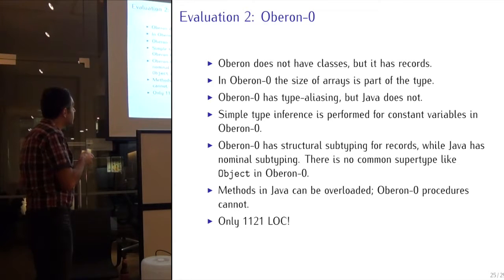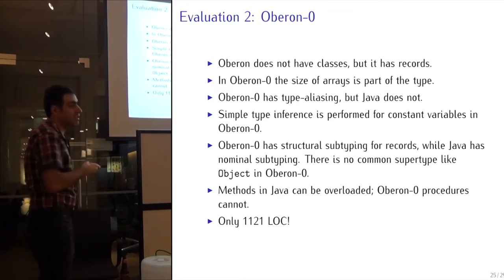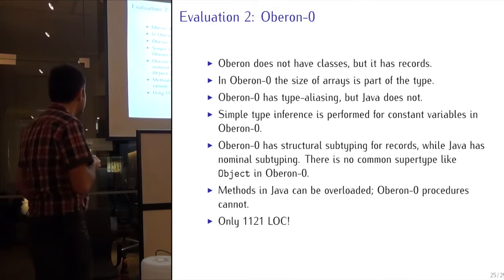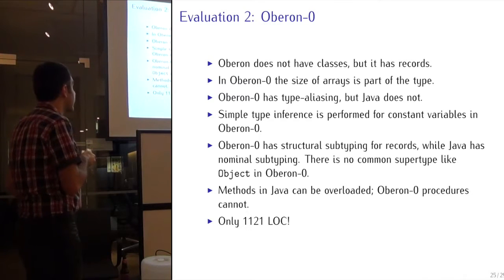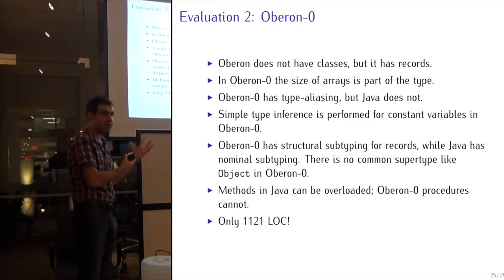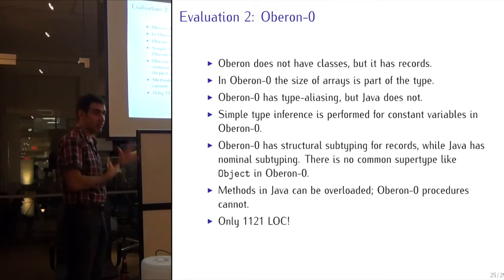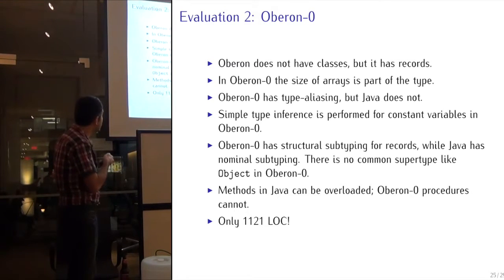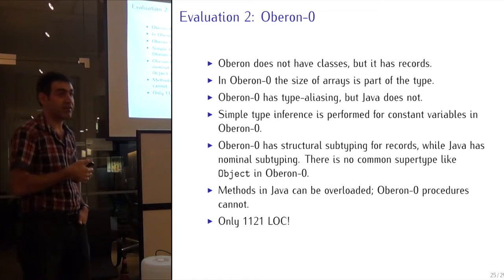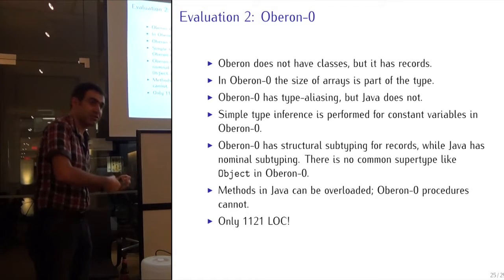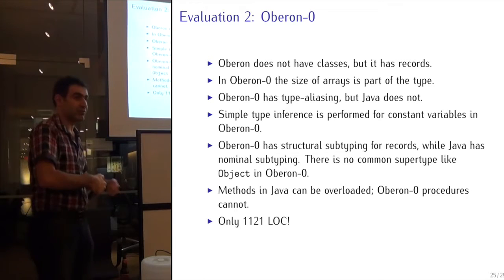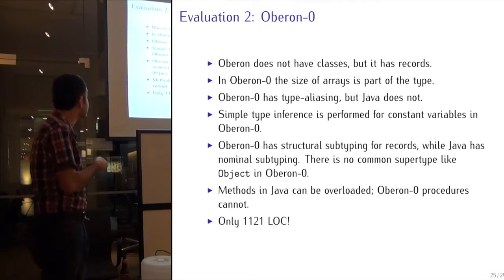In Oberon, we don't have any object-like superclass of everything. In Java, we do. Methods in Java can be overloaded. In Oberon they cannot be. So if you look at it, it's really, really different. And I still could implement the whole thing in only around 1,000 lines of code. I just had to make the changes, right? I didn't need to re-implement everything in order to implement Oberon 0.